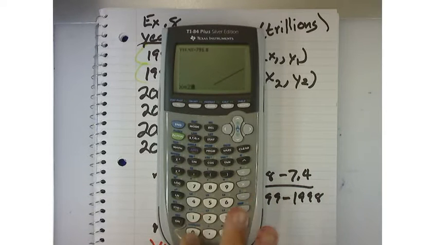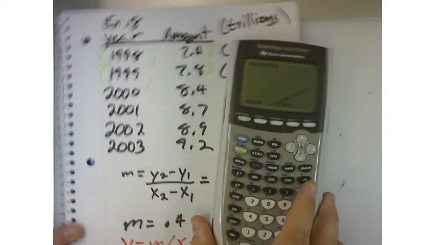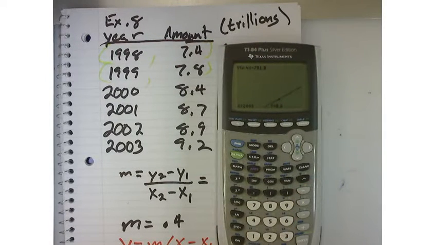I can say 2001. And what that'll do is automatically go on the line to x equals 2001 and then give me the corresponding y value. And it says 8.6. But what do you notice about the actual value in 2001? 8.7. Not bad. Pretty close.